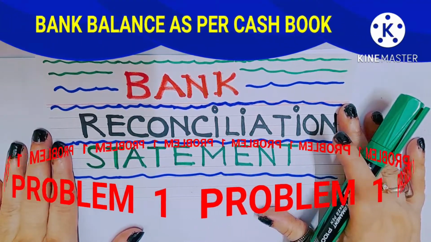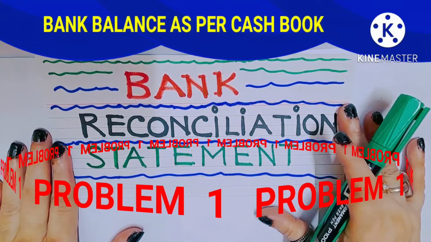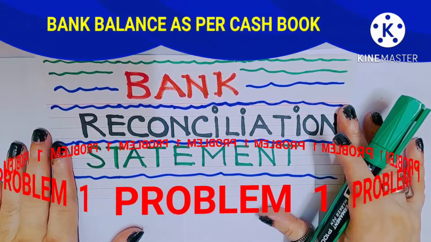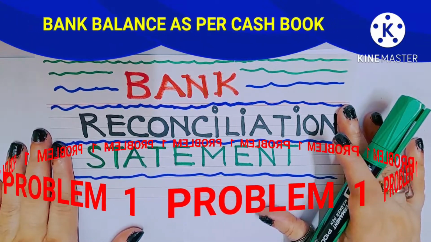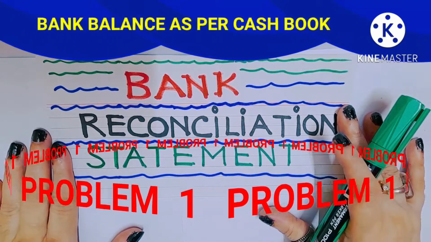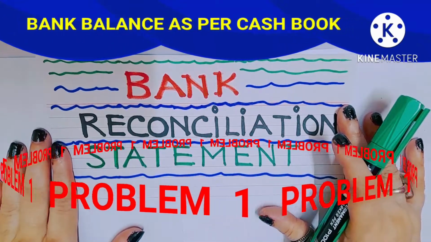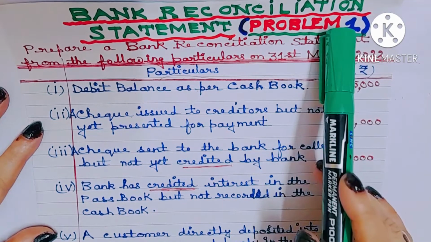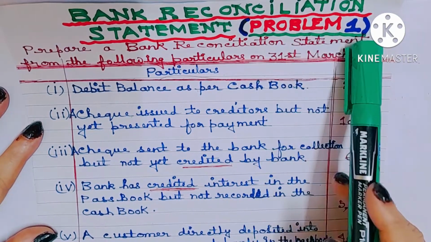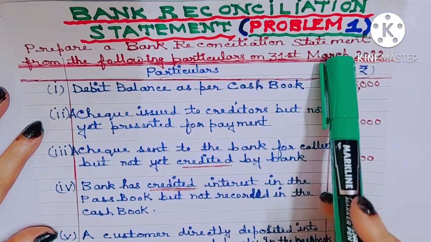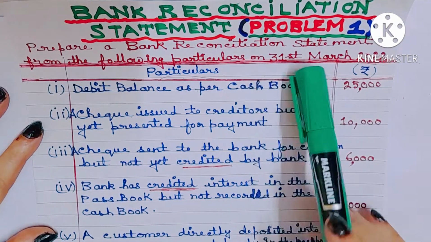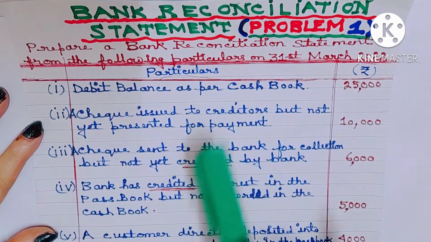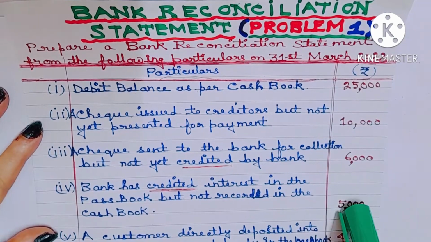In this video, I'm going to discuss in detail, step by step, how to solve a bank reconciliation statement problem or BRS problem in the easiest way. So let's get started. Now let's go through the problem. Bank reconciliation statement problem number 1. Prepare a bank reconciliation statement from the following particulars on 31st March 2022. So here are the transactions and here are the amounts.